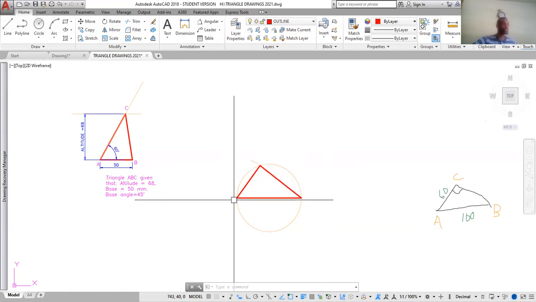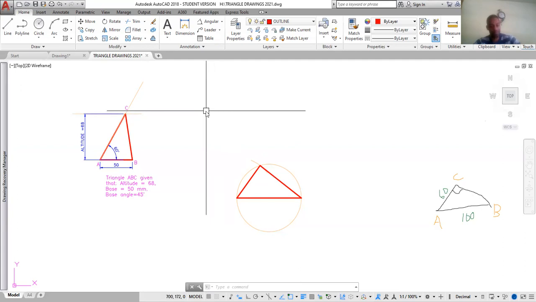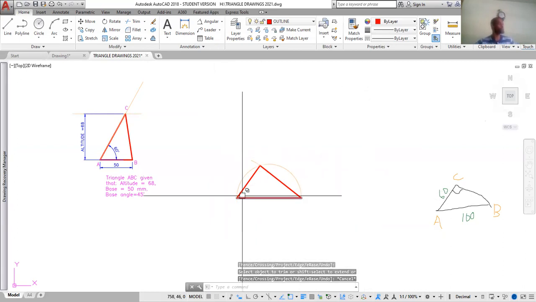It's important to note that there's a theory that says that any triangle that is formed within a semicircle, as a matter of fact, we don't even need a full circle here for this. We could use just half of a circle. So trim, TR, enter, enter. For this, you don't necessarily need a full circle. You could have drawn a semicircle, all right?